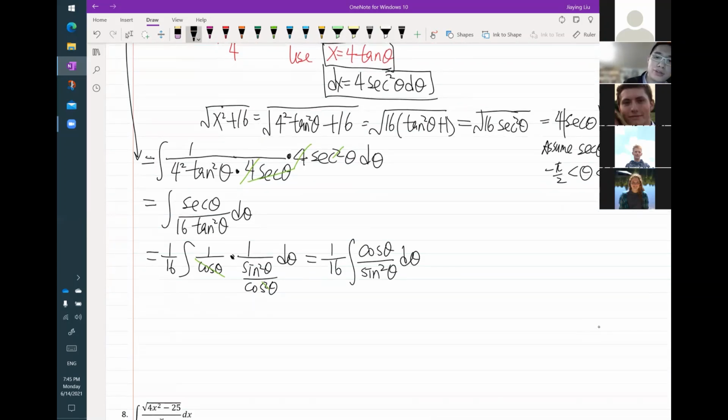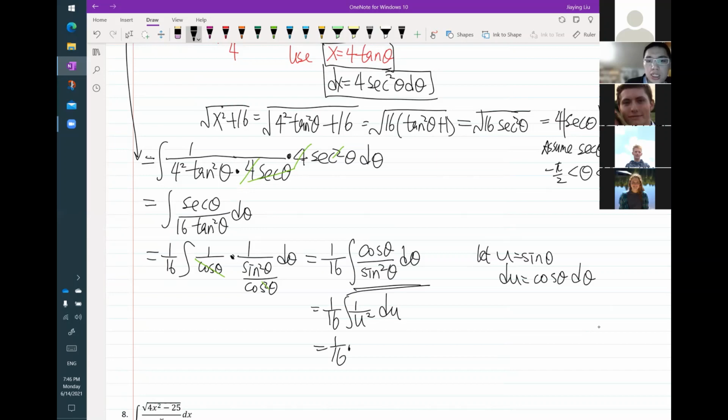We're almost done. I promise you, we're going to be done before 7:50. From here, it's all about finding the antiderivative using anything that we know. We can let u equal sine theta because I see cosine theta d theta. So du equals cosine theta d theta. This becomes 1 over 16 times the integral of 1 over u squared du. When we integrate 1 over u squared, that's negative u to the negative 1, negative 1 over u, plus a c.